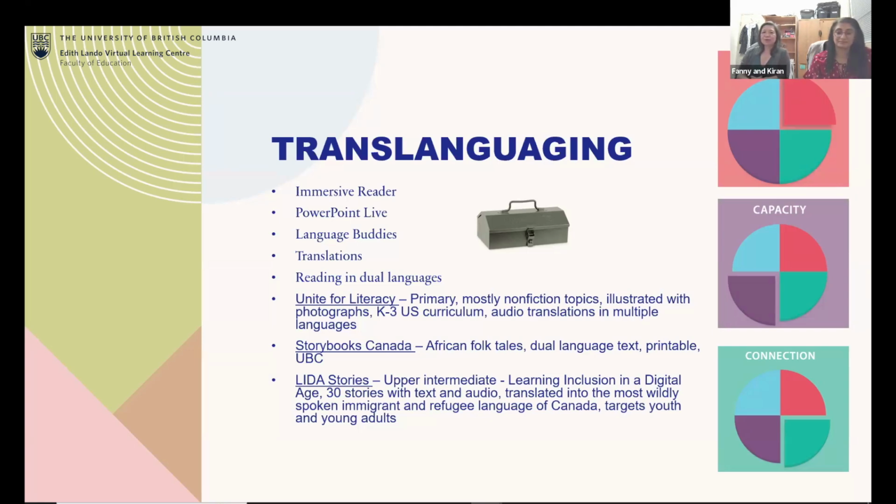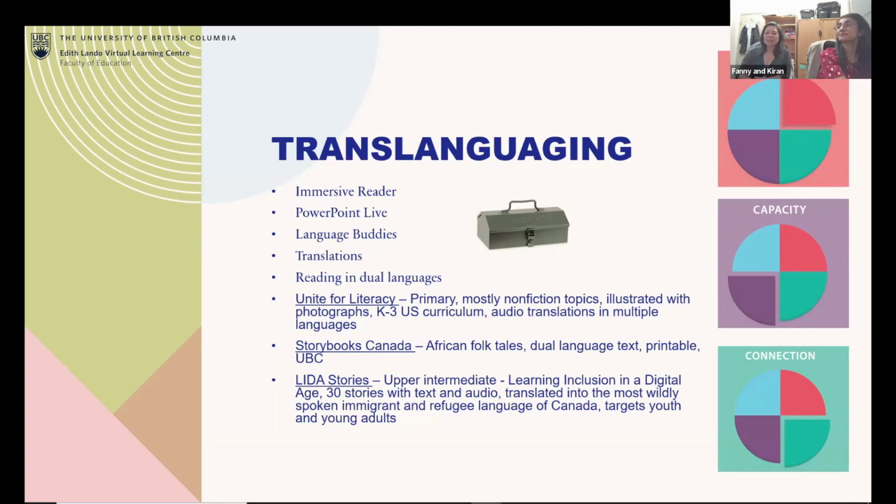Another website that you might like is Storybooks Canada. It has African folk tales that have been translated into multiple languages. You can print them out. For example, you could print out a story all in simplified Chinese and then print it out in English, and you can have 2 languages going there. It will also read out loud. This one I would suggest for maybe K to grade 5 or so.